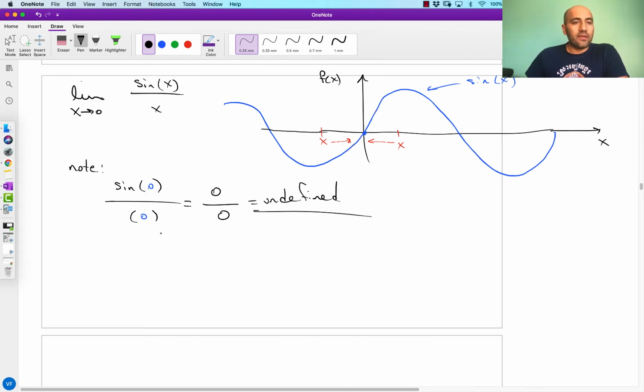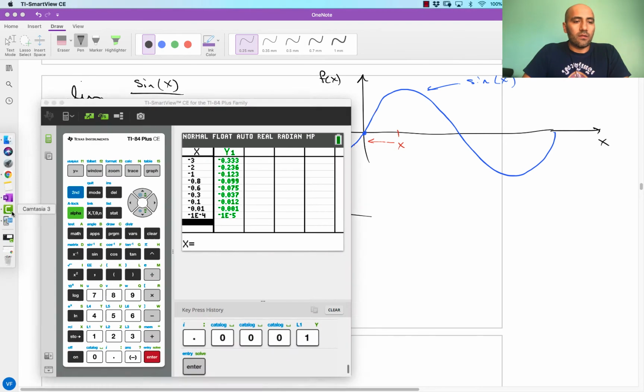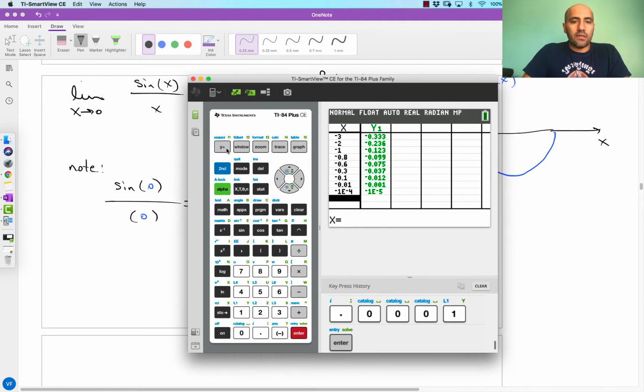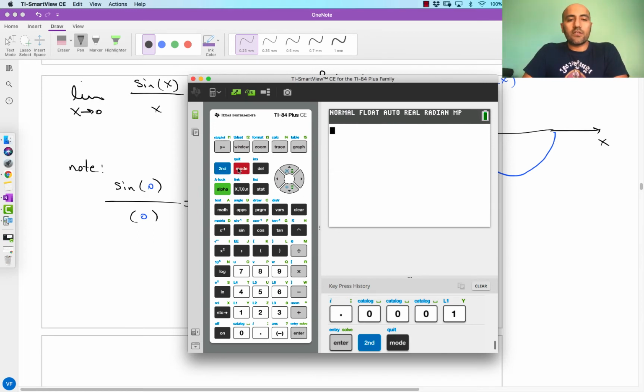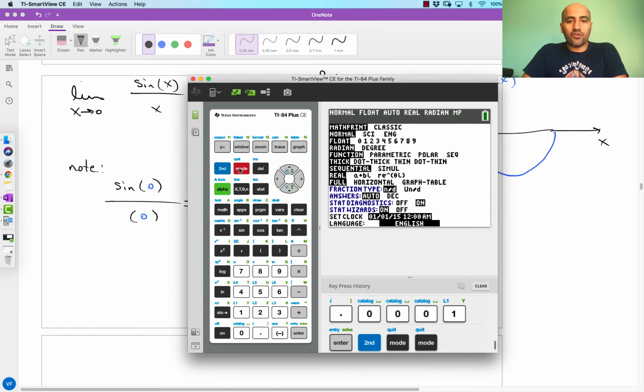Okay, so the only way to figure out what this is going to be is to use the table function in our calculator, plug in values that get close to 0 from either direction, and see if there's a pattern that's established. So let's use our calculator. Now, let's quit out of here. Second quit. Let's go to mode, since this is the first time we're using trig functions. Let's make sure that we are in radians. By default, you should work with radians unless it's specified that you should be working with degrees. A lot of equations work really well with radians. Normal, float, everything looks good. Just make sure you're in radians.